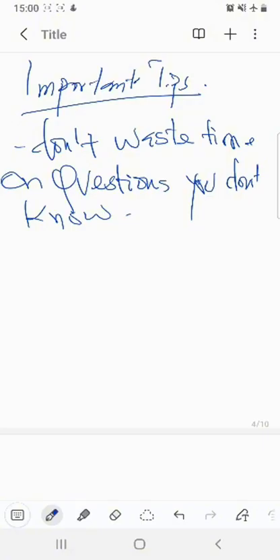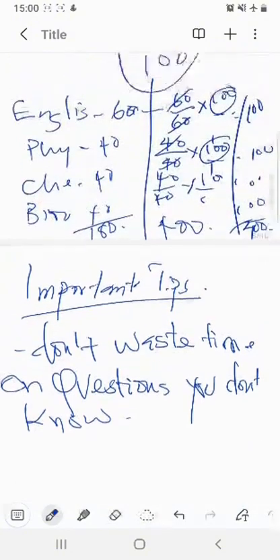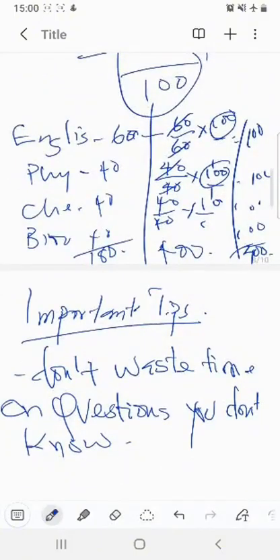Then go back to the ones you don't know and take your time to answer them. If you don't know it, guess the answer.